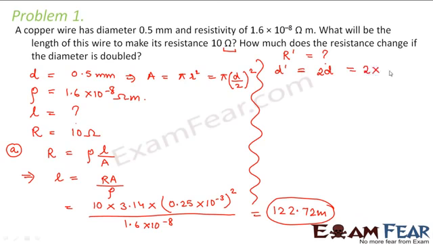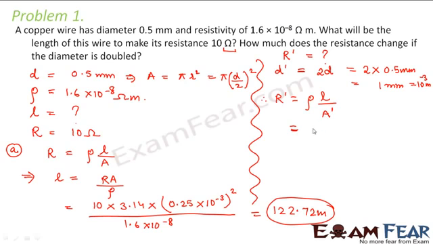That is equal to 2 into the initial diameter, which was 0.5 millimeter. So that is equal to 1 millimeter, which can be written as 10 to the power minus 3 meters. So this is my new diameter. So therefore, the new resistance will be equal to rho L divided by A dash. Now here the diameter is doubled, so this will not affect the length at all.